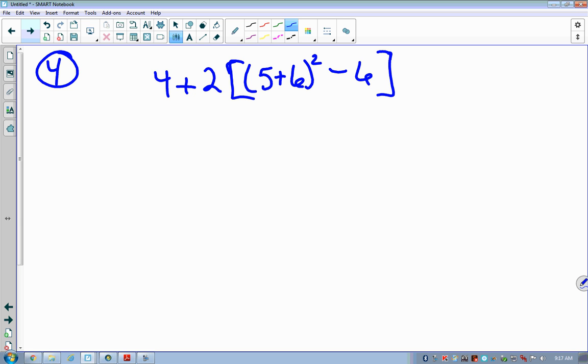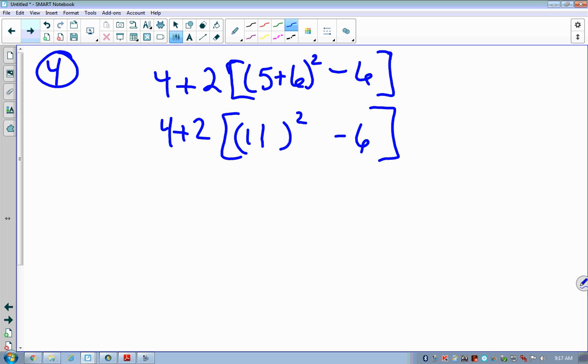In any case, order of operations. Order of operations tells me parentheses first. Parentheses is not just parentheses, it's grouping symbols. So brackets count as grouping symbols. And then once we go inside, we find another set of grouping symbols, which is my parentheses, correct? So what I have is 4 plus 2, brackets, minus 6. I'm going to go ahead and simplify that. What is 5 plus 6? 11. So that should be the first thing that I do.